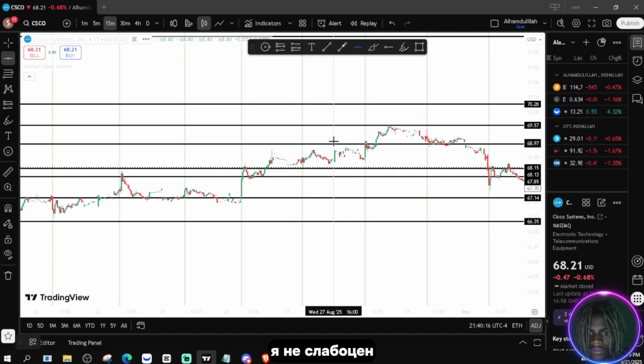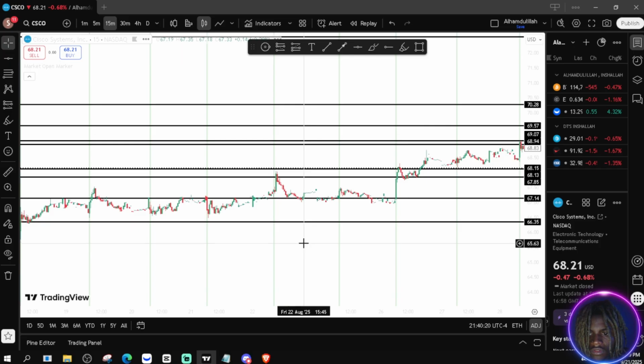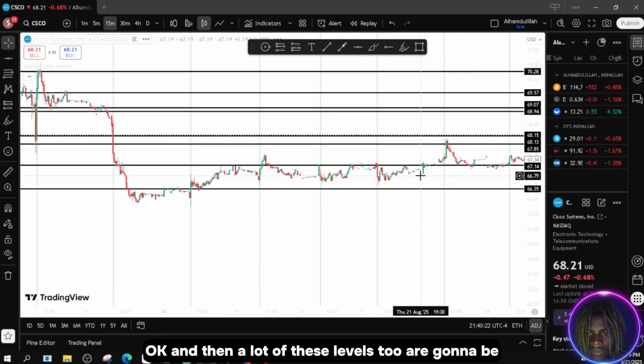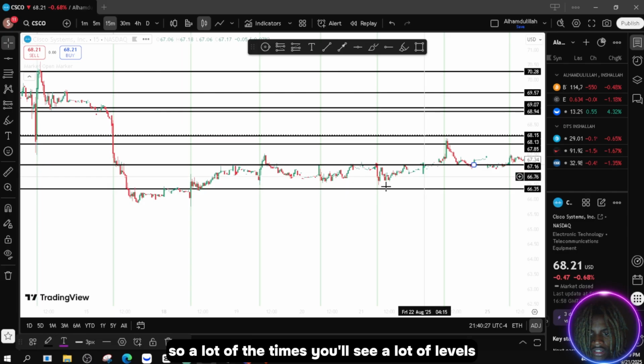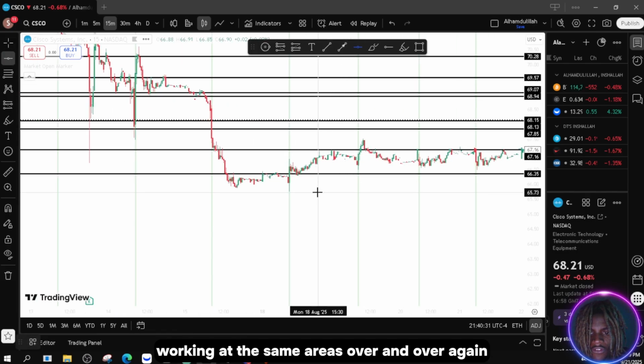And this level too. Okay. And then a lot of these levels too are going to be related to each other. So a lot of the times you'll see a lot of levels working at the same areas over and over again.